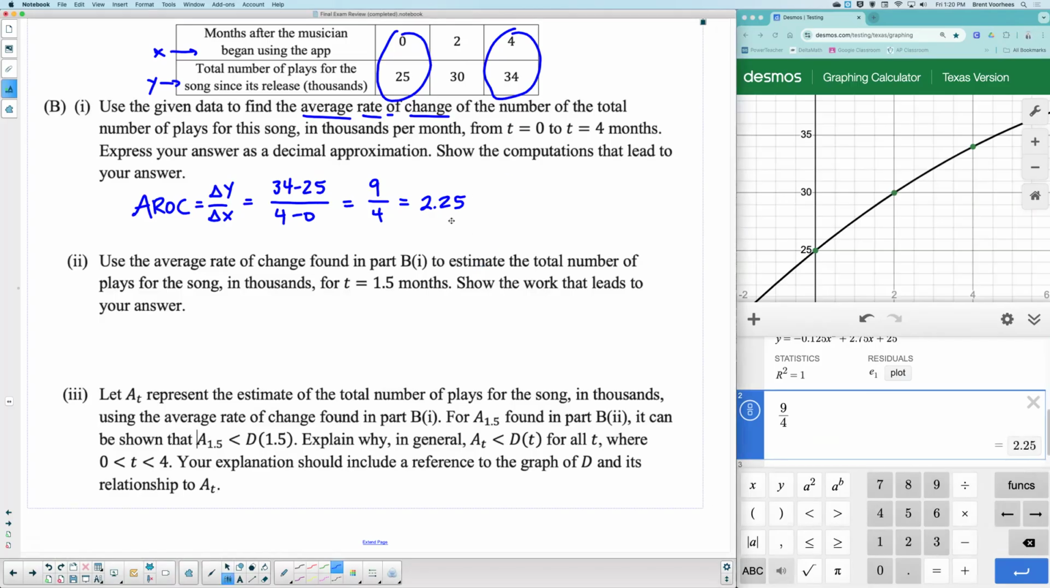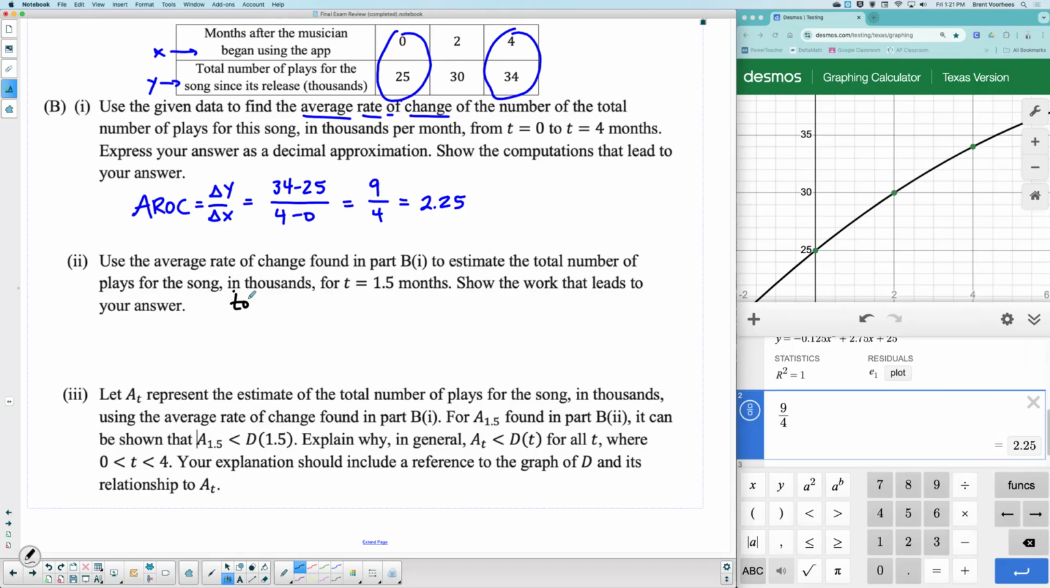Part B, it says, B2, BII. Use the average rate of change found in part BI to estimate the total number of plays for the song in thousands for t equals 1.5 months. Show the work that leads to your answer. Here's what I would do. Which number is closest to 1.5? You can't use 2. Out of these that we're using for the AROC, which one's closer to 1.5, 0 or 4? 0.